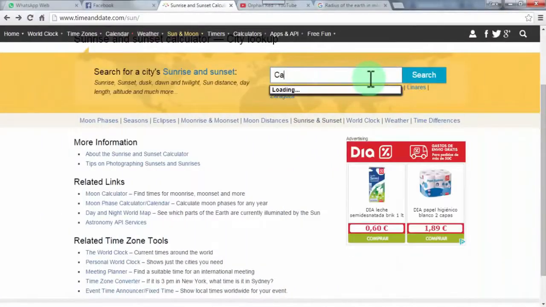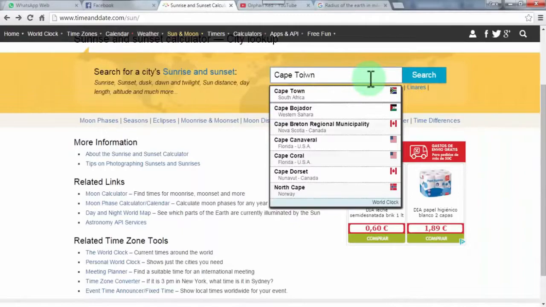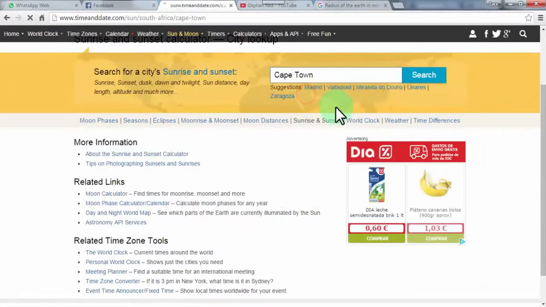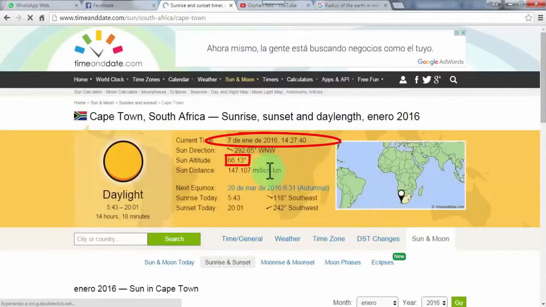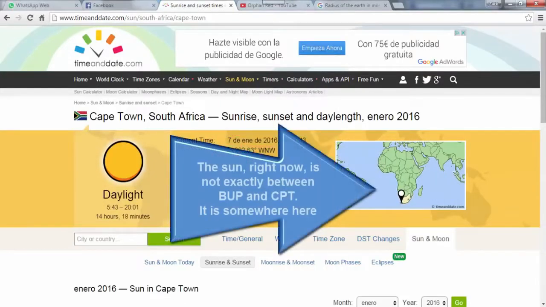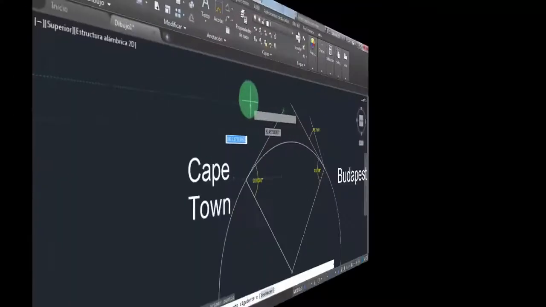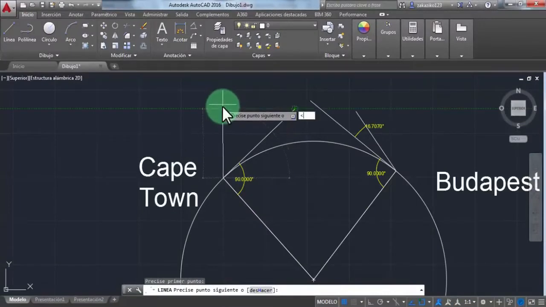Now let's see Cape Town. 66 degrees. Please bear in mind that Budapest is 1 hour behind Cape Town and that the Sun right now is not between them, it's somewhere above the ocean, but that's not going to make a big difference.